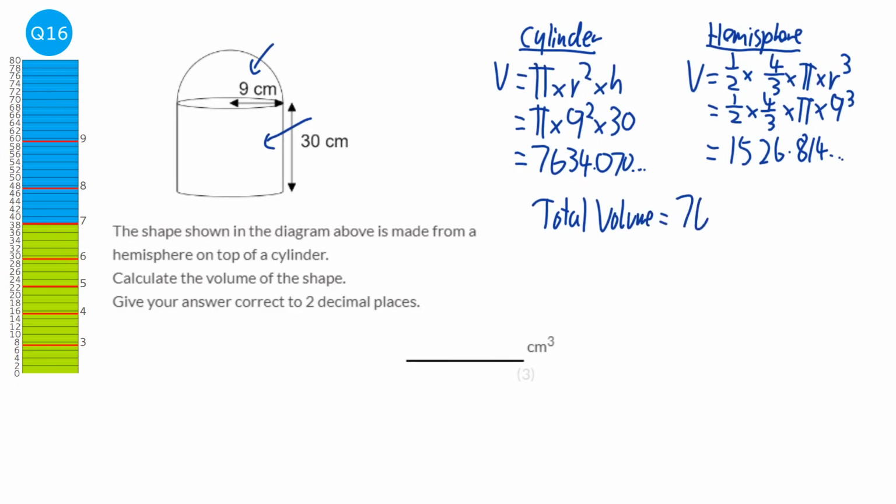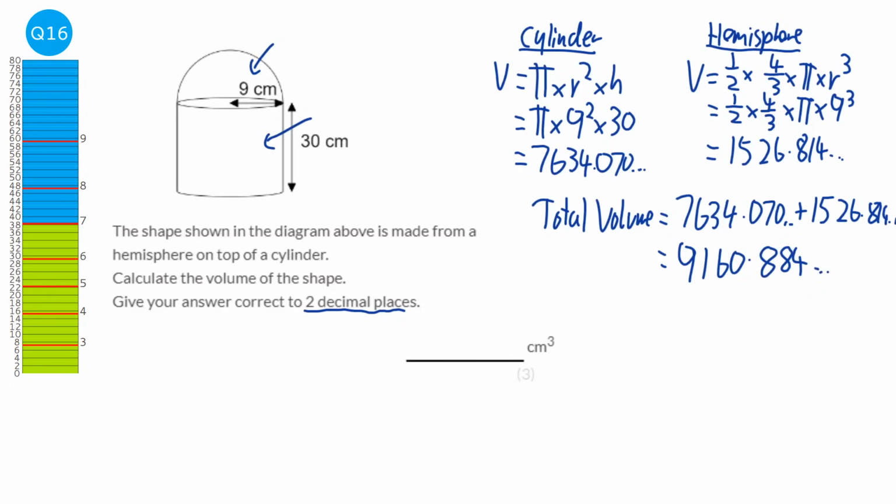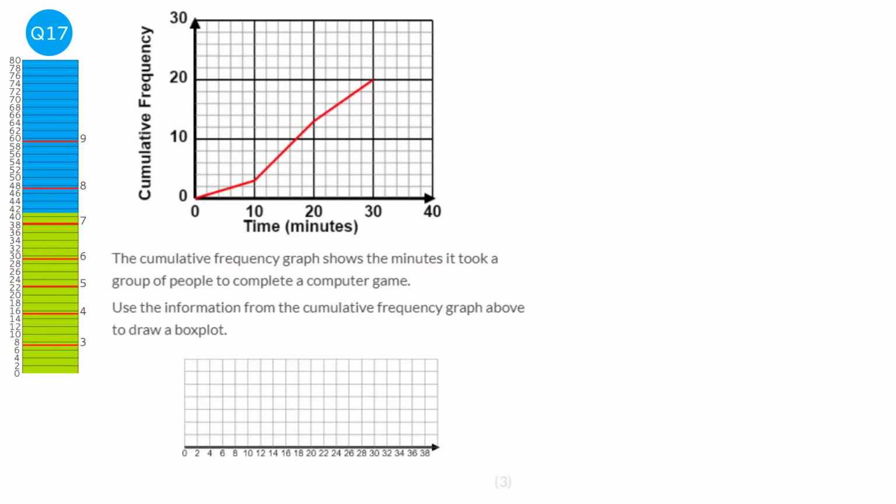is 7,634.070 plus the 1,526.814, which equals 9,160.884. It says it wants it to 2 decimal places, so when we round that we get 9160.88.